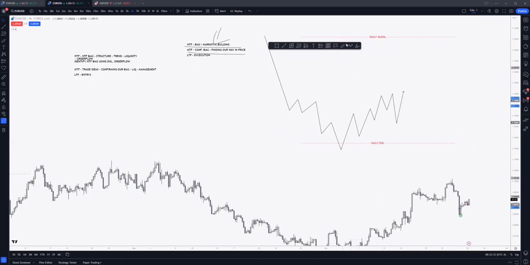For me, again, I don't really care too much. I'd rather just wait for some clarity. This was a pretty good trade, actually. But yeah, besides that.